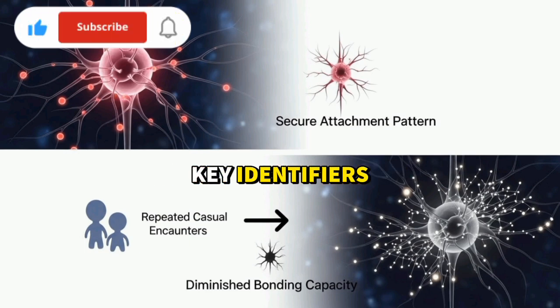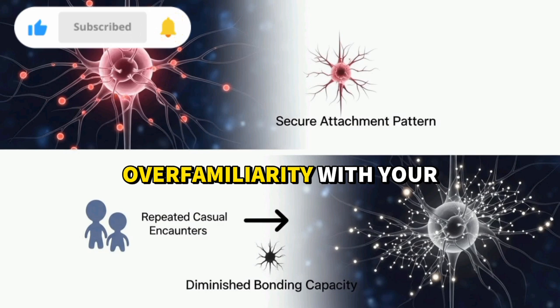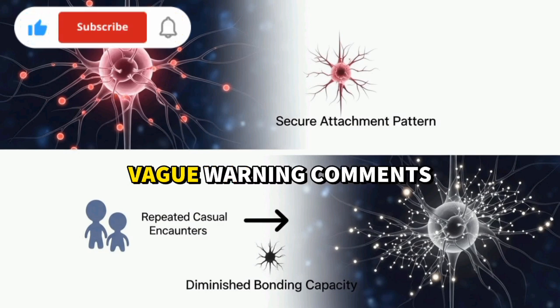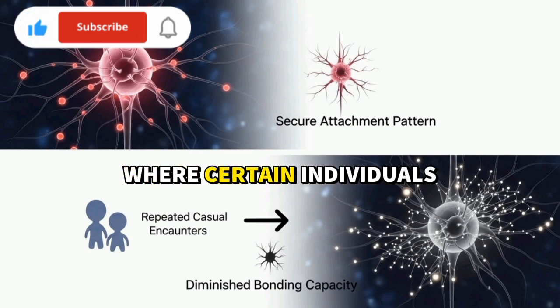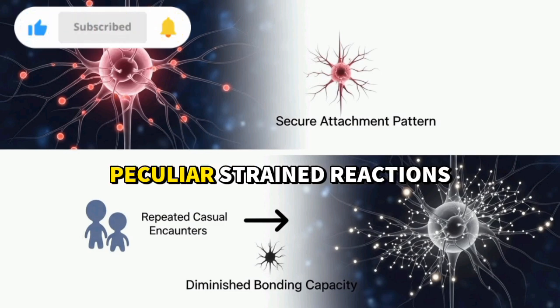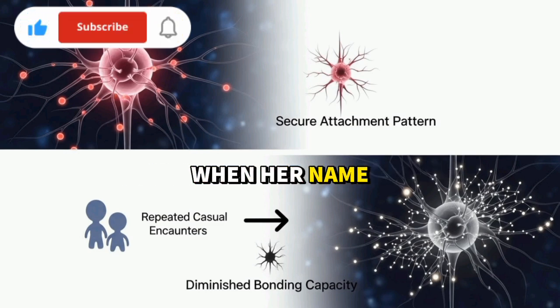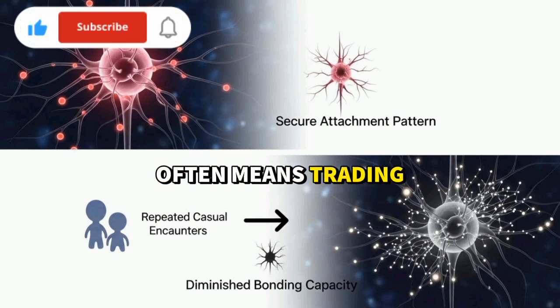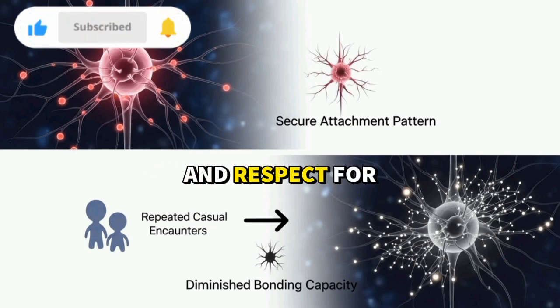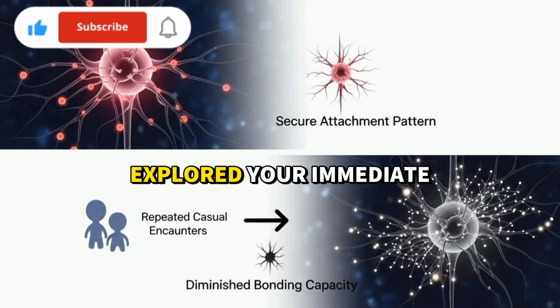Key identifiers: an uncomfortable overfamiliarity with your social circle, vague, warning comments from friends, her avoidance of group events where certain individuals will be present, peculiar, strained reactions when her name is mentioned among your peers. Choosing this profile often means trading your social capital and respect for a partner who has already explored your immediate network.